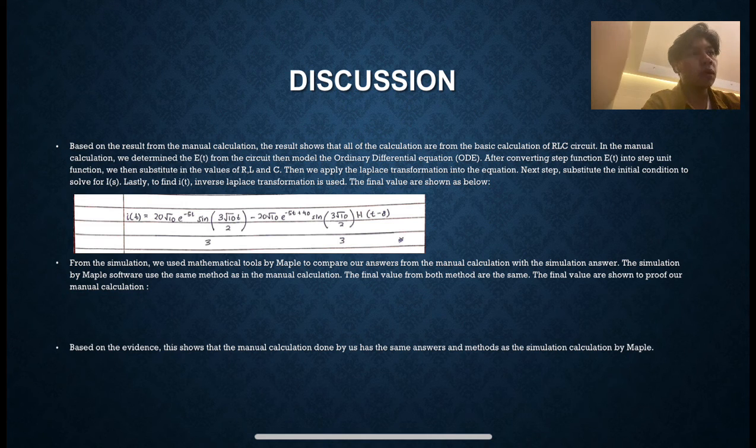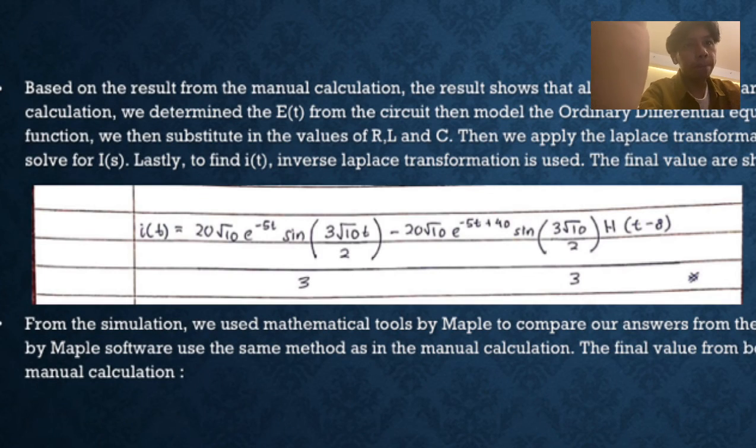For the next step, we substitute the initial condition to solve for I(s). And lastly, we will find I(t). For that, we use the inverse Laplace transformation. And the final value for the manual calculation will be shown here.